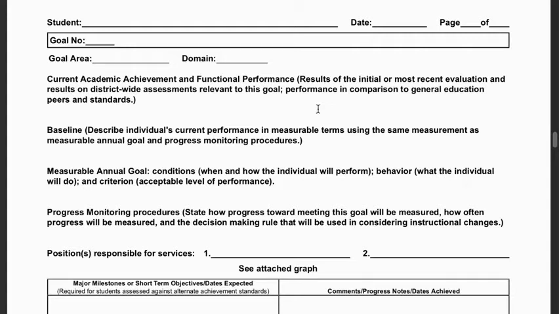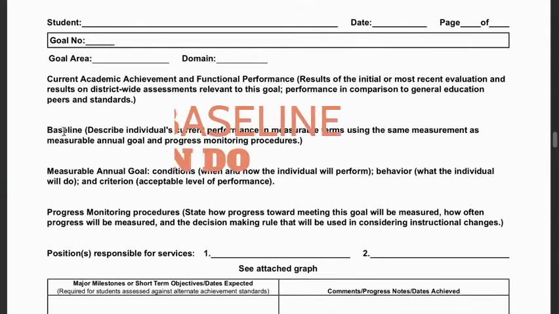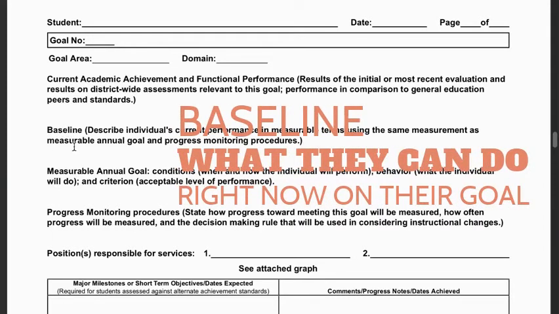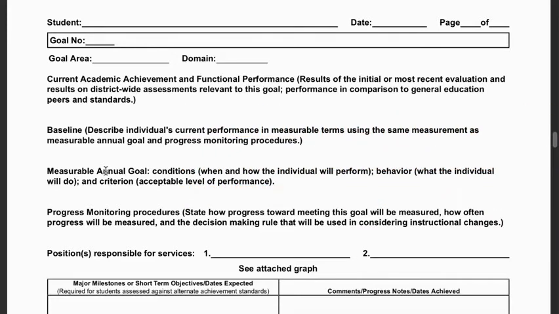The next is the baseline. So this will be their progress monitoring each week, where they're going to start out. A lot of times you see your student reading a passage from the Fast Passage book. So it would just say that currently Johnny is able to read 36 words a minute.